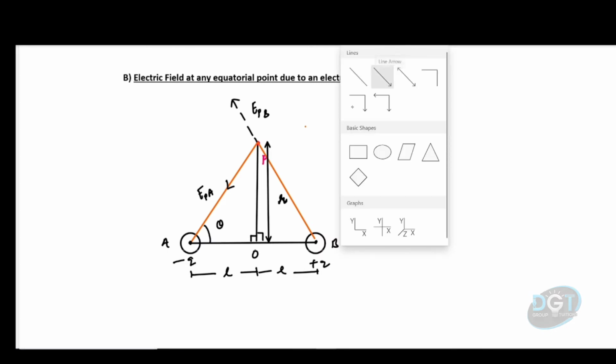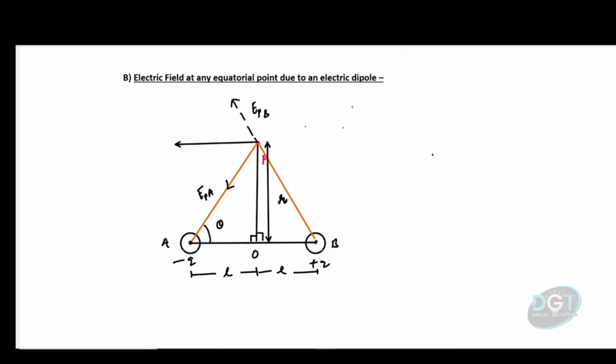Now since electric field is represented along these two lines and this is theta, then this would also be theta, and even this would also be theta. This would be theta as these two lines are parallel, so interior angles, and this is also theta, so these two angles are also same as corresponding angles.